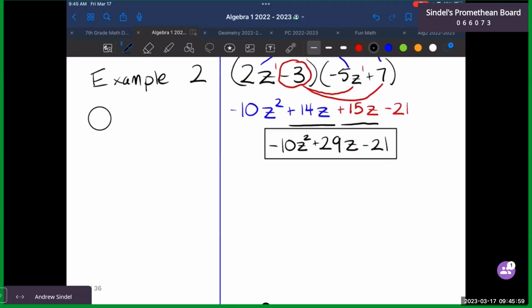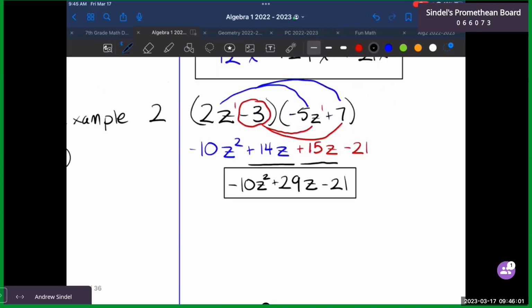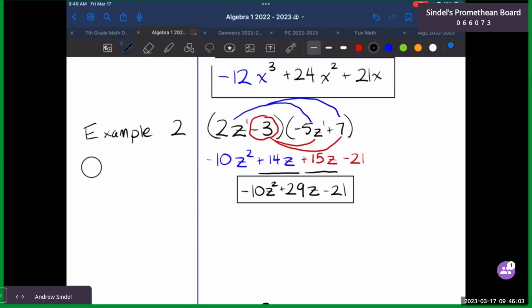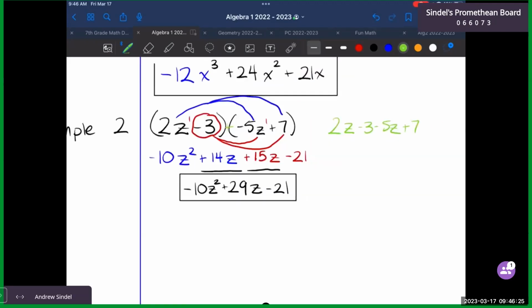What happens if there's a plus? That's a great question. If there's a plus in front of it, you drop the parentheses and just combine like terms. This problem would have turned into 2z minus 3 minus 5z plus 7. And then you'd combine like terms: 2z and negative 5z give you a negative 3z, and negative 3 and 7 give you a positive 4.